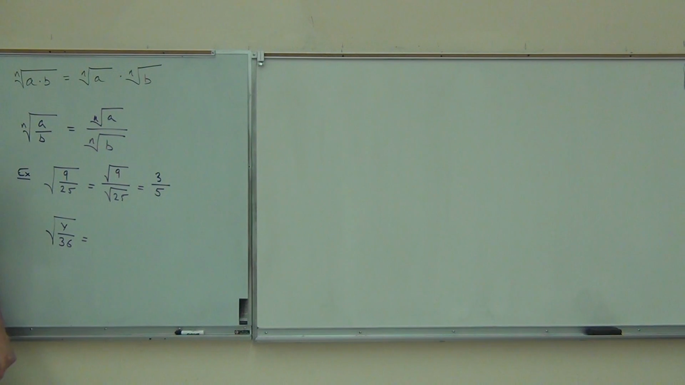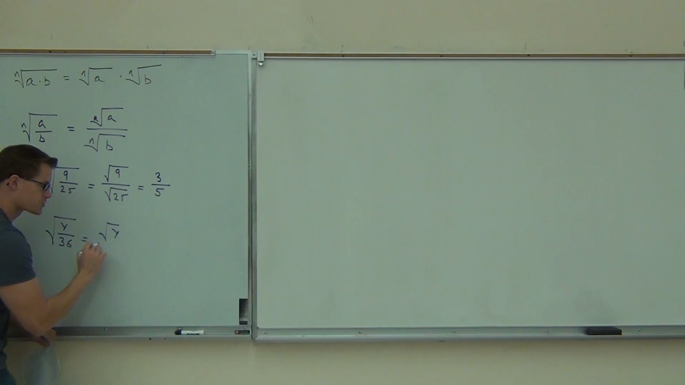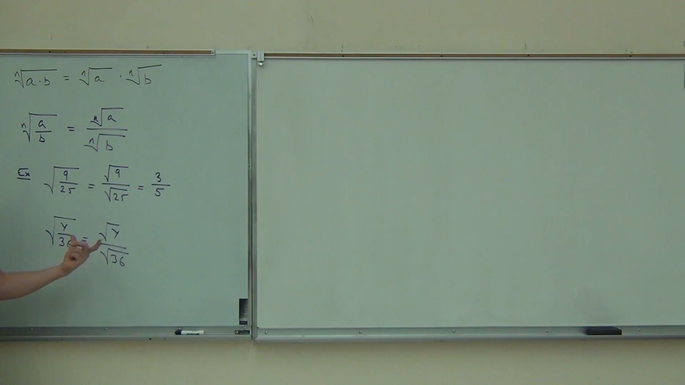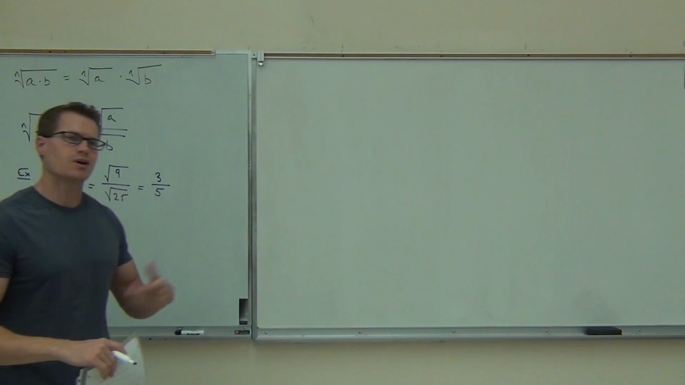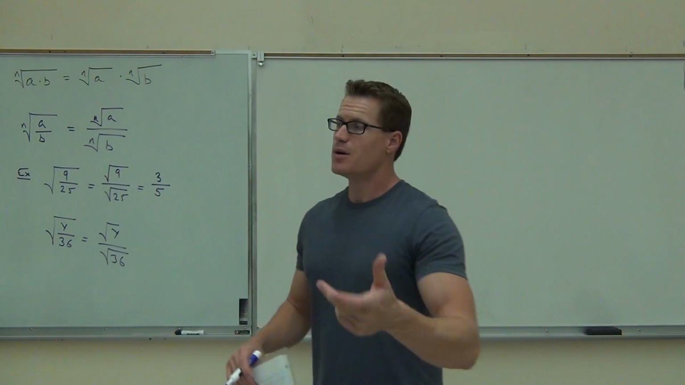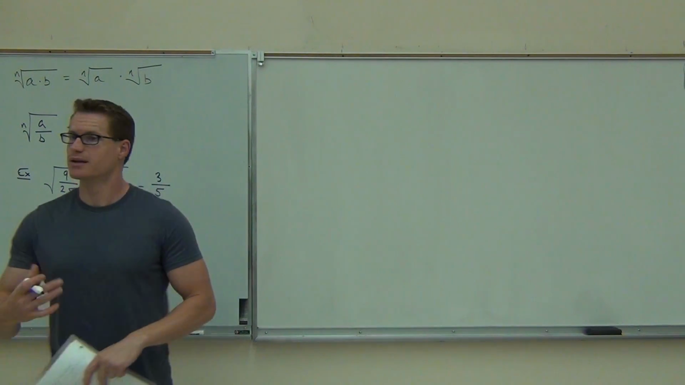Or say the square root of y over 36. Now, when we do split this up, we could do the square root of y, for sure, and the square root of 36. Now, while we can't simplify the square root of y, we can simplify the square root of 36. So not all the time are you going to be able to simplify both the numerator and denominator, but maybe one of them you can to make this thing a little bit easier.